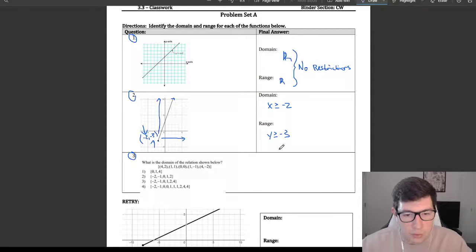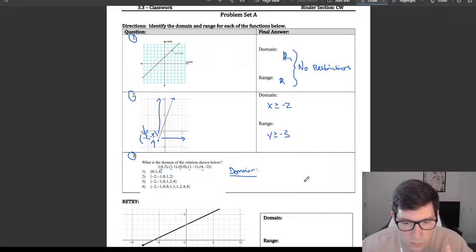And so looking at number 3, we're being asked, what is the domain of the relation shown below? Now, important to note, we're only being asked about our domain here. And so because of that, we're only going to look at our lovely x values for these coordinates. And so when we do that, I'm just going to go ahead and list out what I have. My domain, I have the 0, 1, and 4. Okay, well I know, hey, I'm going to have 0, 1, and 4.